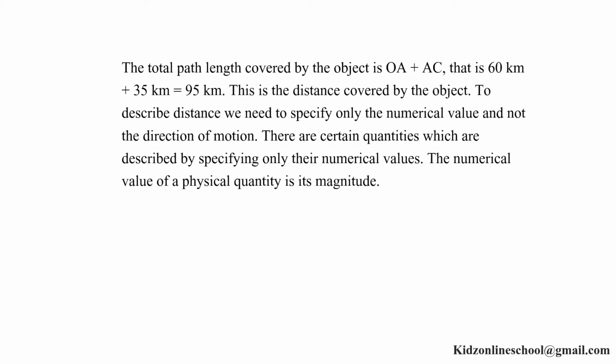The total path length covered by the object is OA plus AC, that is 60 km plus 35 km, equal to 95 km. This is the distance covered by the object. To describe distance, we need to specify only the numerical value and not the direction of motion. There are certain quantities which are described by specifying only their numerical values. The numerical value of a physical quantity is its magnitude.